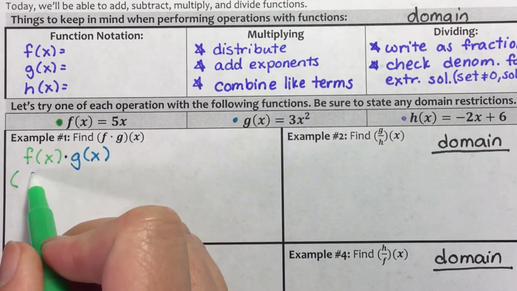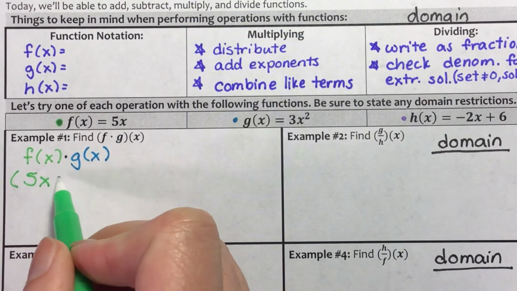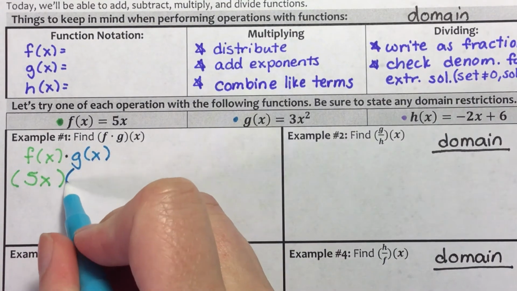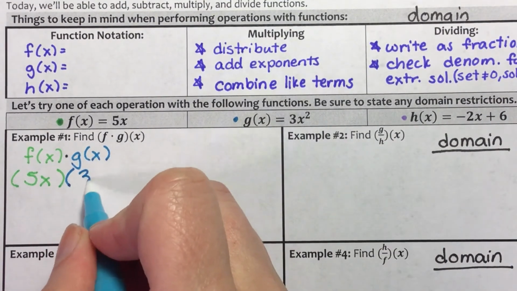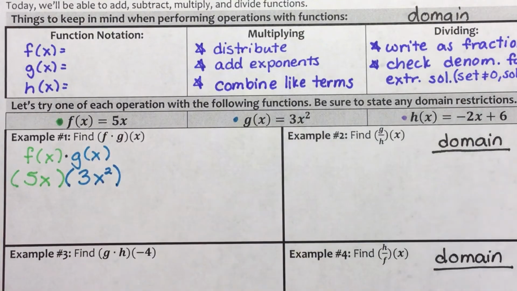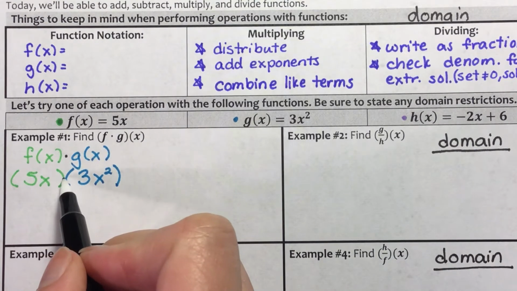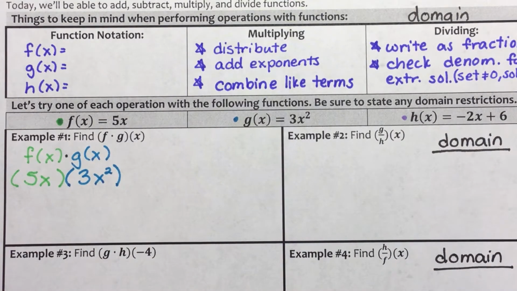So f of x is 5x. We can put that in parentheses like this, and then g of x is 3x squared. Put in parentheses like that. When you have two sets of parentheses right next to each other, it means multiply, so you can put that dot or you don't have to, your choice. We have one term times one term.